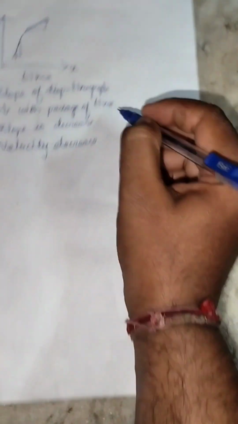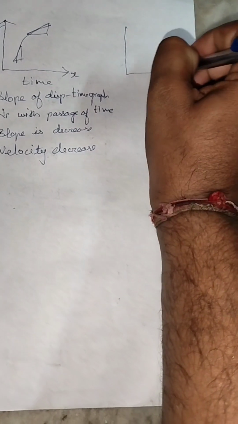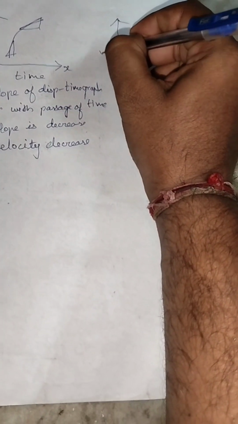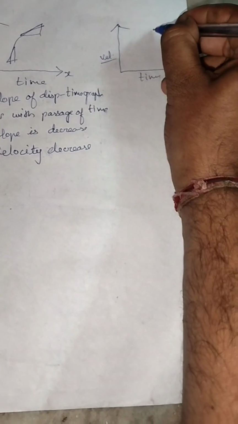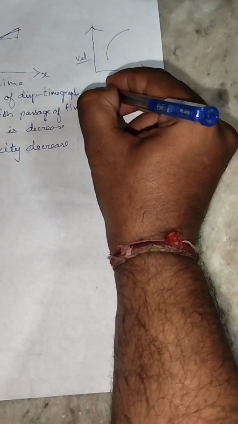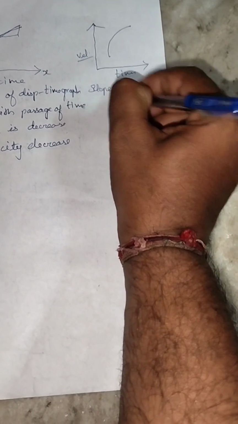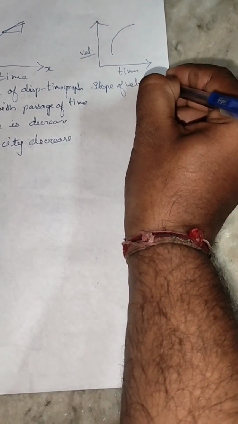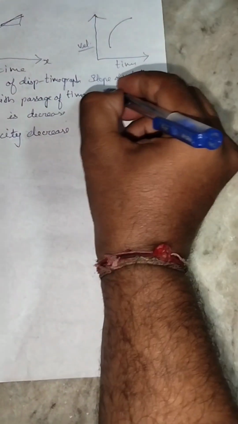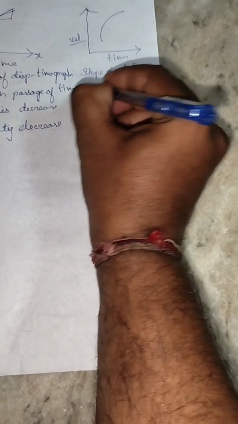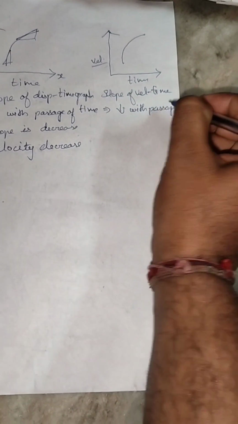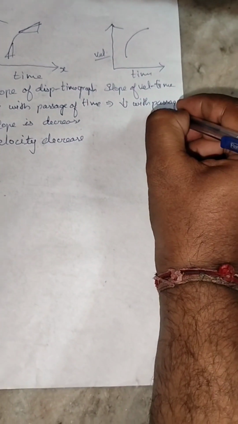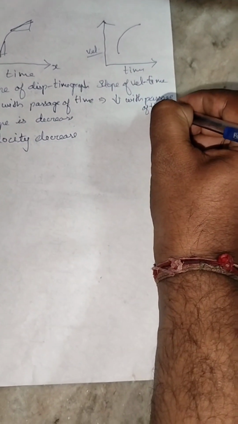Next, you can draw the same graph for the velocity time. This is the velocity time graph, and in this velocity time graph, the slope decreases like this. So the slope of velocity time, in which condition number 2, it decreases with the passage of time. Same thing you have to represent, but in a different style, because it is a velocity time graph. Passage of time.